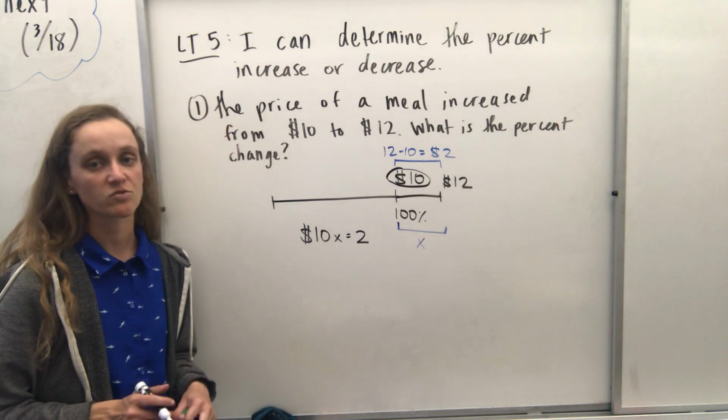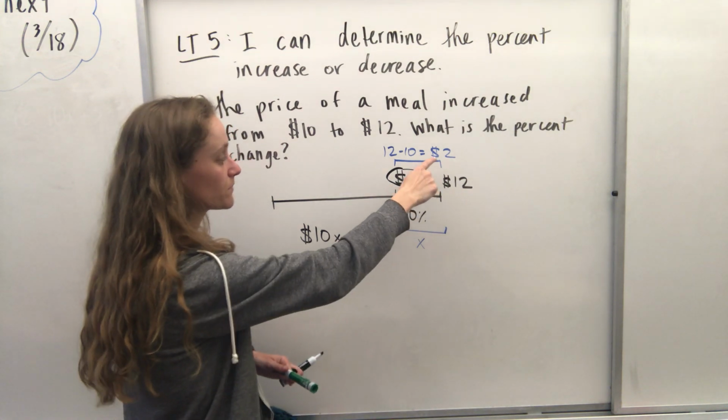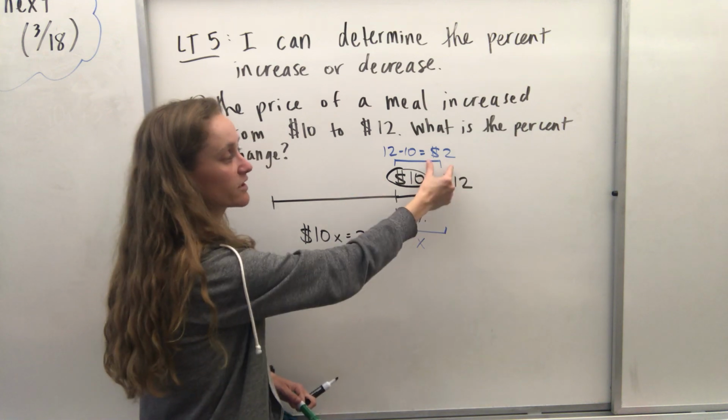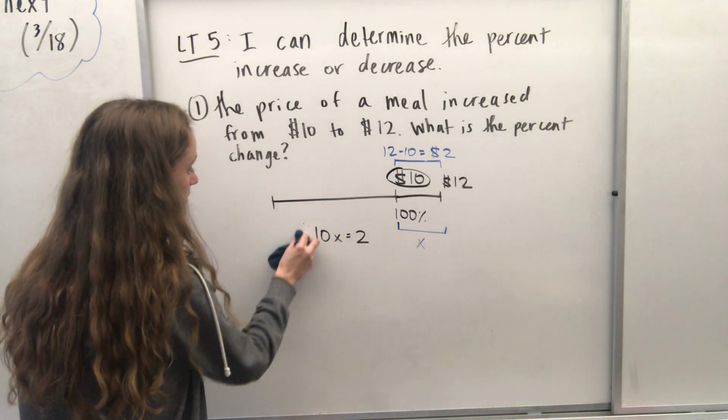Because we're working backwards from when we used to say like, oh, 20% of a number equals this number. So this time we're saying 10 times what percent is going to give me this change up here. Let me erase this dollar sign.